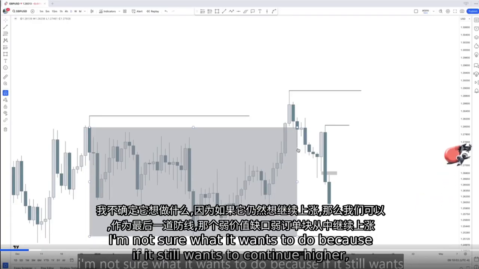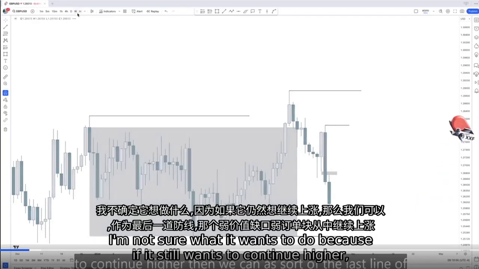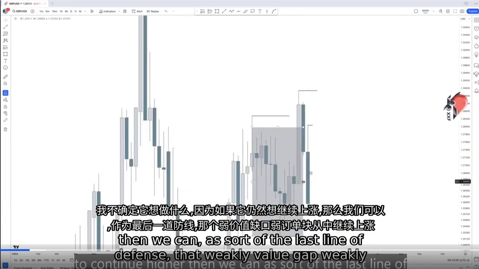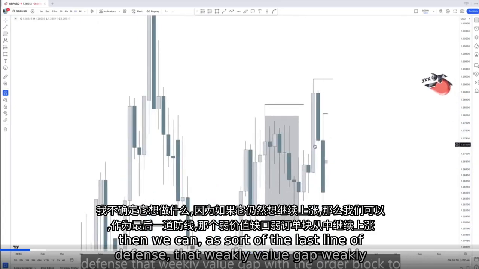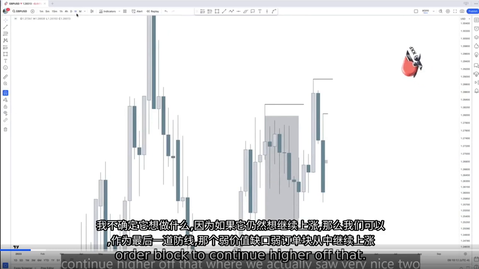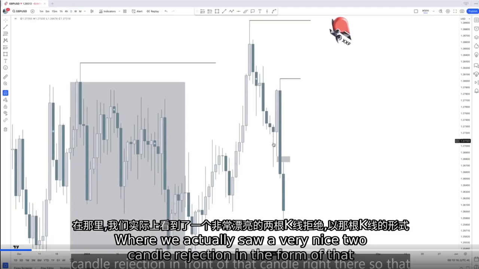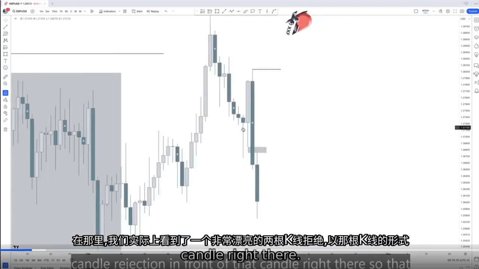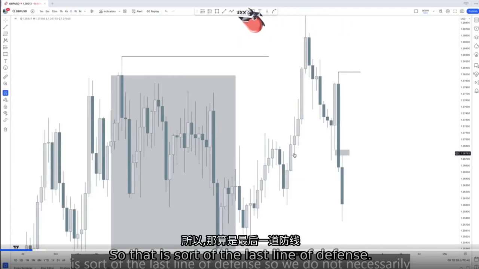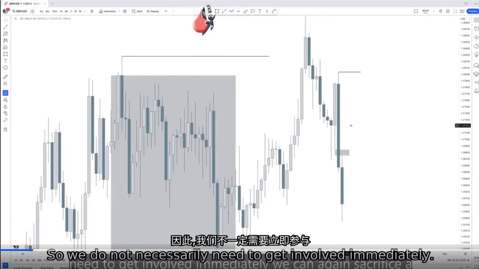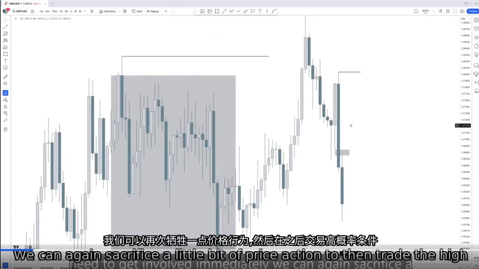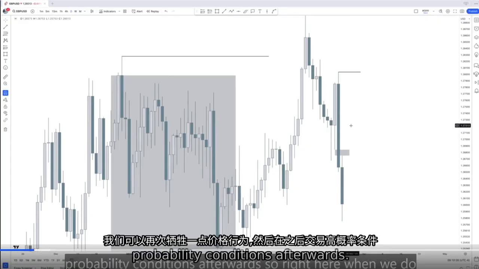I'm not sure what it wants to do, because if it still wants to continue higher, then we can, as sort of the last line of defense, that weekly value gap, weekly order block to continue higher off that, where we actually saw a very nice 2 candle rejection in the form of that candle right there. So that is sort of the last line of defense. So we do not necessarily need to get involved immediately. We can again sacrifice a little bit of price action to then trade the high probability conditions afterwards.